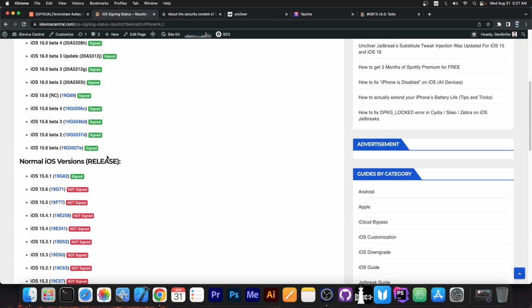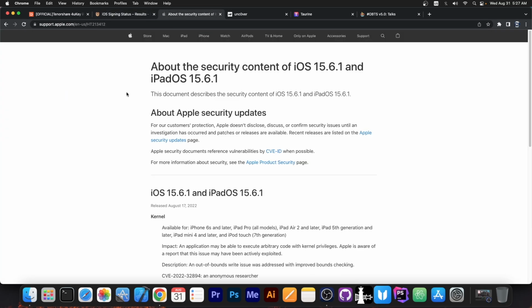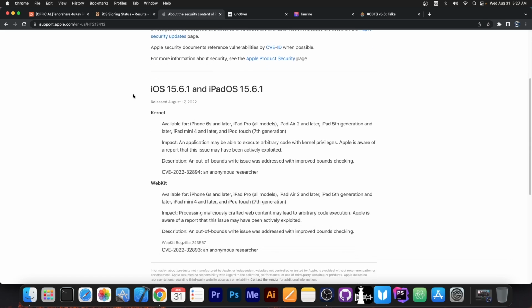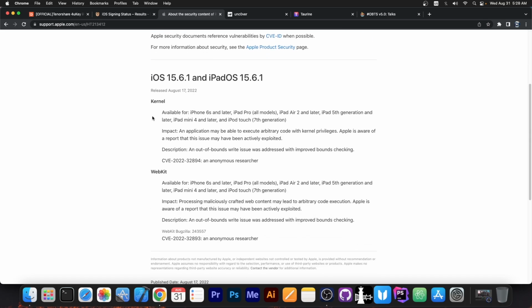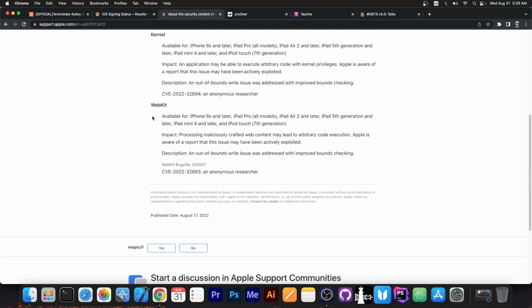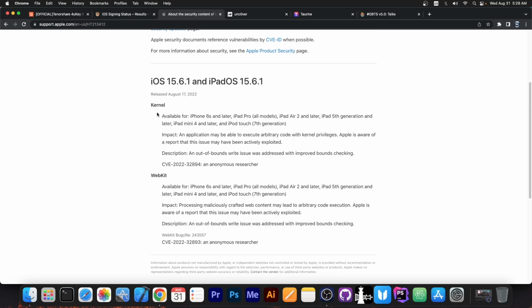Alright, so as you probably know, iOS 15.6.1 is out and 15.6 is no longer signed. However, 15.6 does have some important stuff. According to Apple's security content over here, which was published back on August 17, but somehow got under the radar, there is a kernel vulnerability in here. This is actually a pretty short security patch log, and it only patches two vulnerabilities, the kernel one and the WebKit one. Now, the kernel one seems to be extremely powerful.